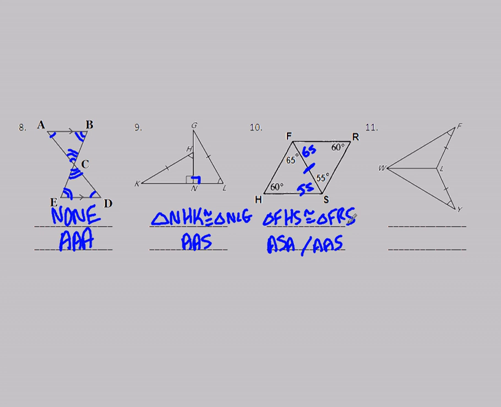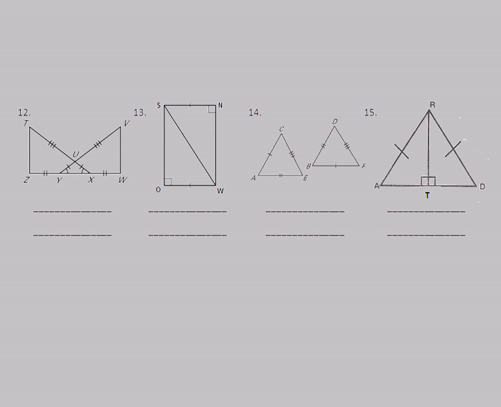And the last one over here, we're looking at angle, side, side, or side, side, angle, which is not a shortcut because this is not a right angle. So again, we have none for this one right here. Okay, move forward to the next set of 3.